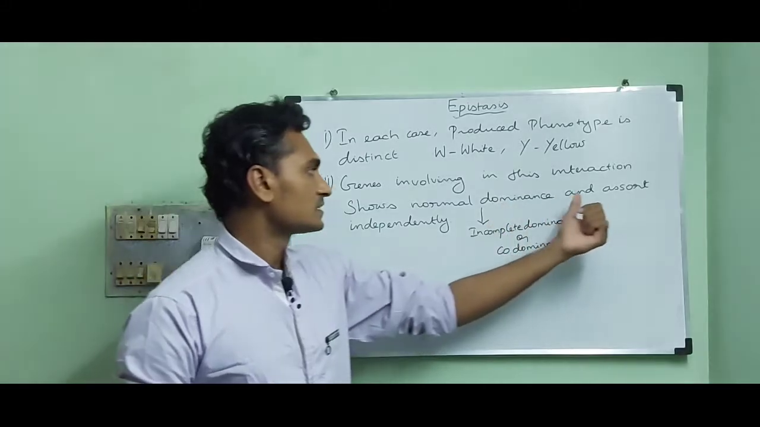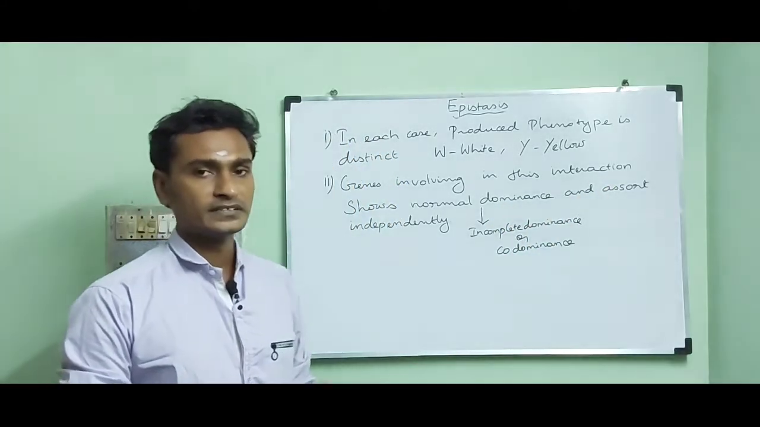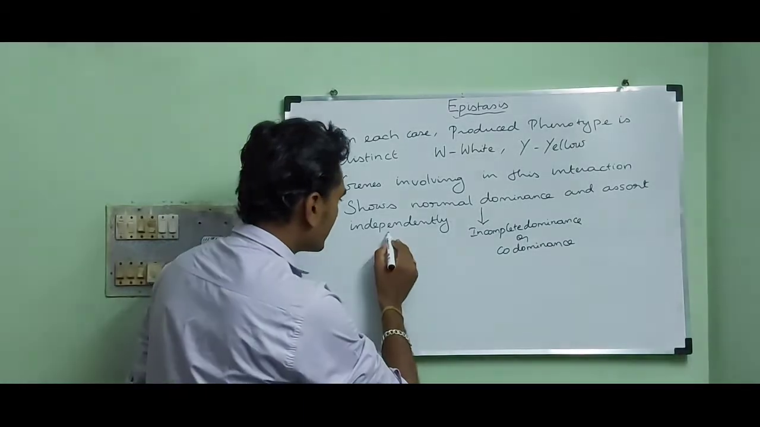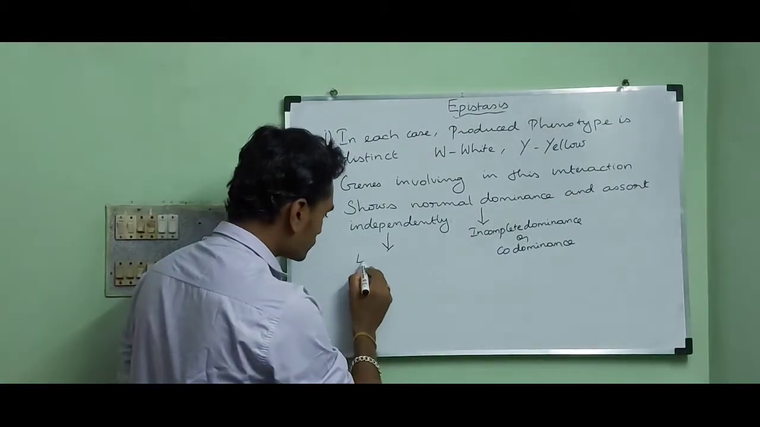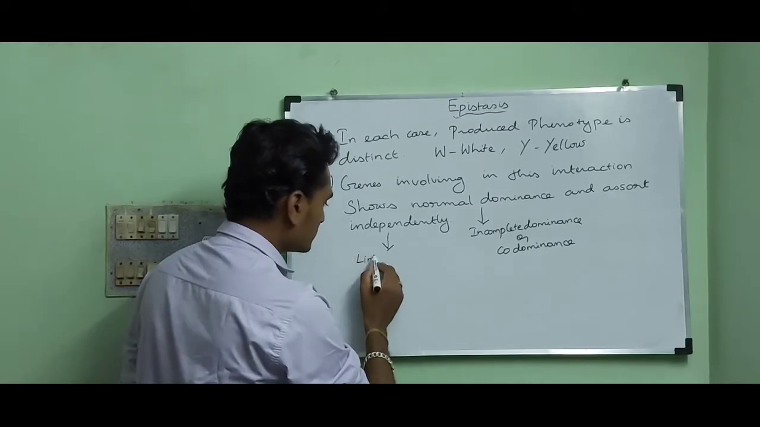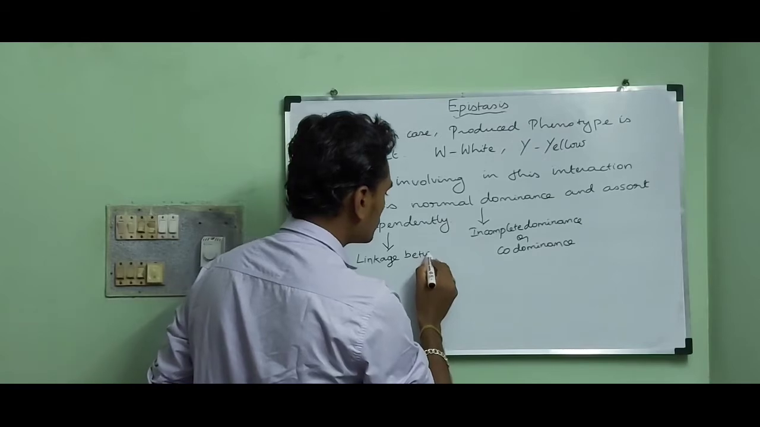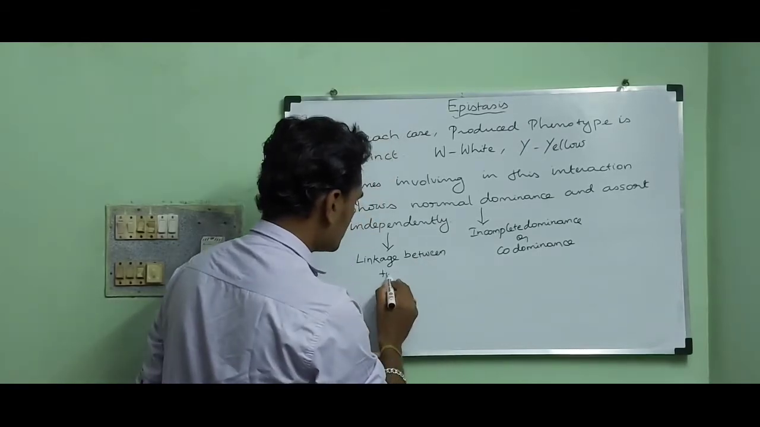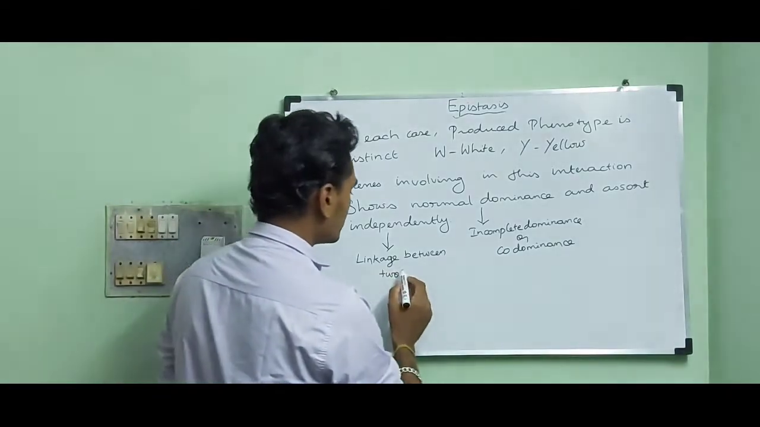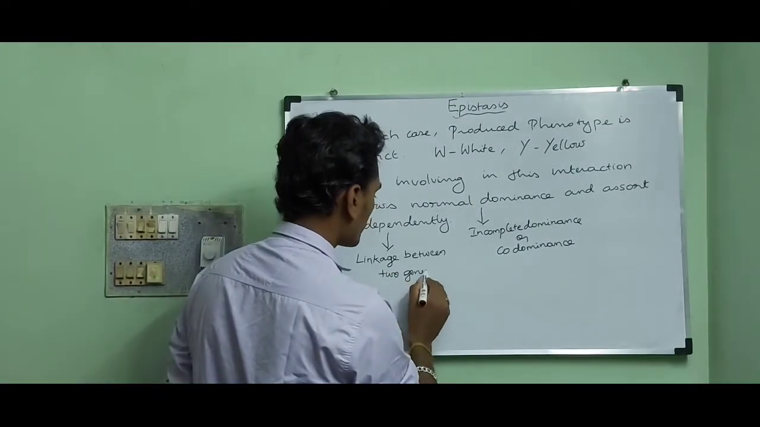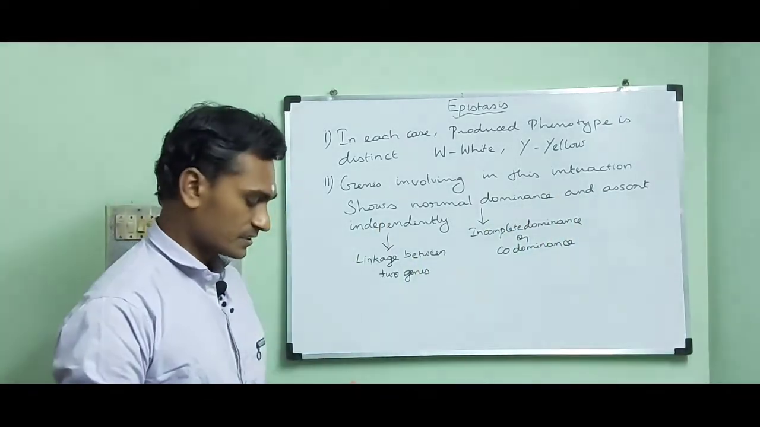Here the genes are able to assert independently. That means here there is no linkage between the two genes. That is why the genes can assert independently.